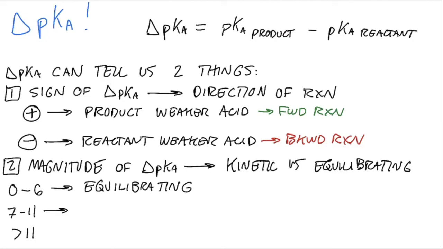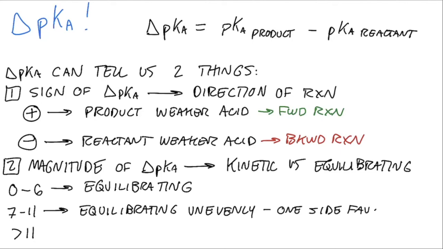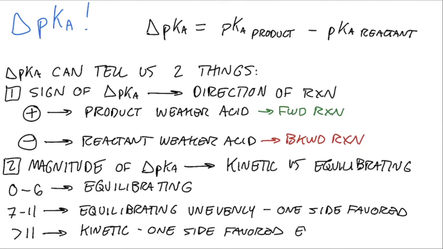If your delta pKa is between 7 and 11, this is a little bit of a gray area. You're probably still equilibrating to some degree, but one side of the reaction is going to be strongly favored over the other. If your delta pKa is greater than 11, that means that there is a really, really big difference in the strength of your acids or bases in the reaction, and that it's going to go all the way to one side or the other.